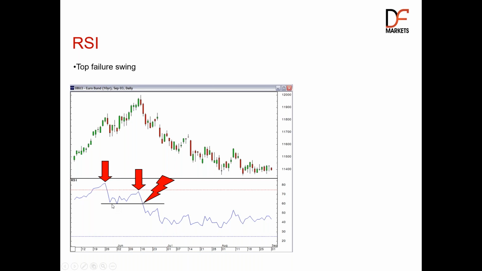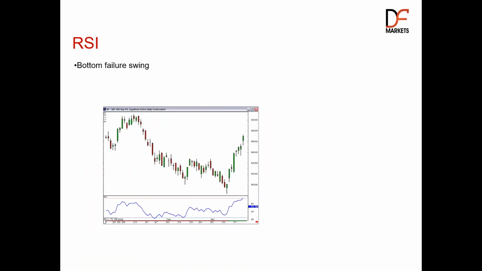And what Wells Wilder said was, draw a line underneath those two peaks on the RSI, and when we break below that line, you get a sell signal, and that happened after that second red candle there. Okay, so that was a bit quicker. We're very soon after the top, we're getting this RSI top failure swing sell signal.